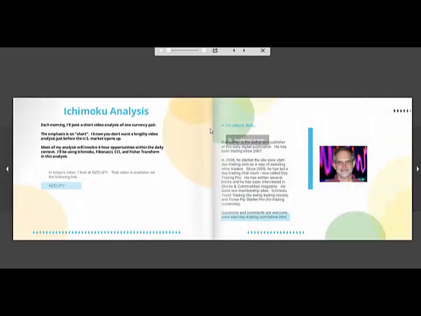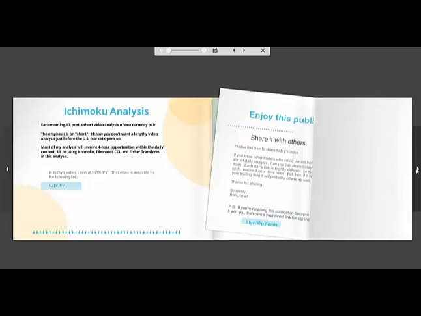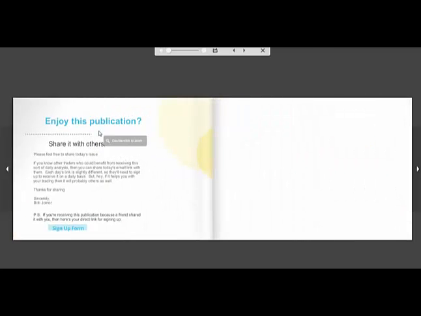Flipping the right navigation panel, you can see I do an Ichimoku analysis video every morning as part of the publication, and I'll show you an example of that video right now.